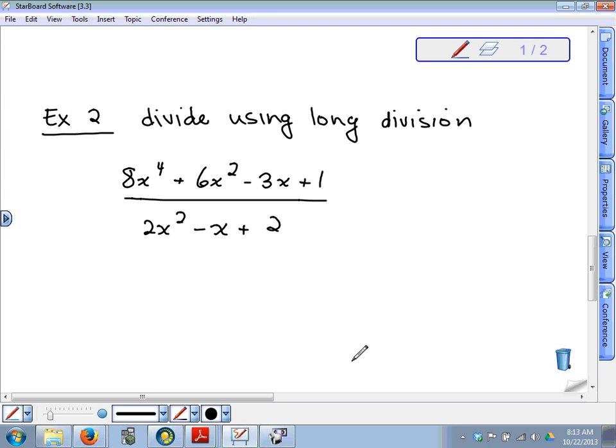Now, this one's a little bit different. You need to make good note of this. Students who overlook this one little fact will get these problems wrong.